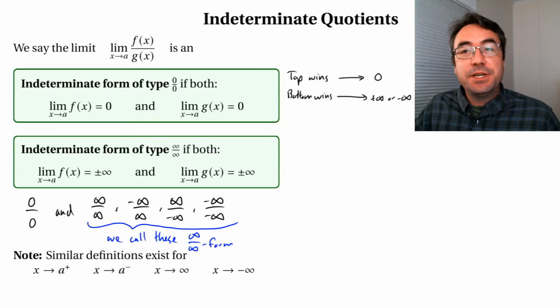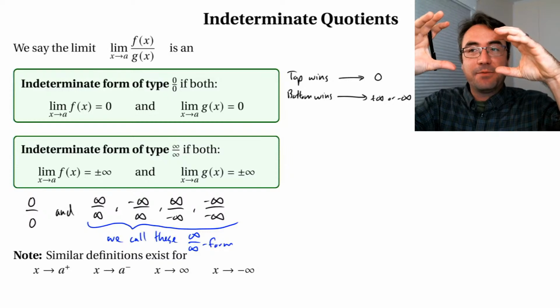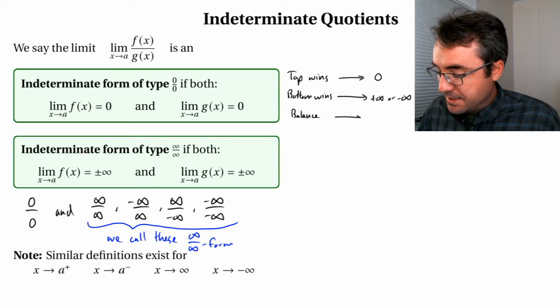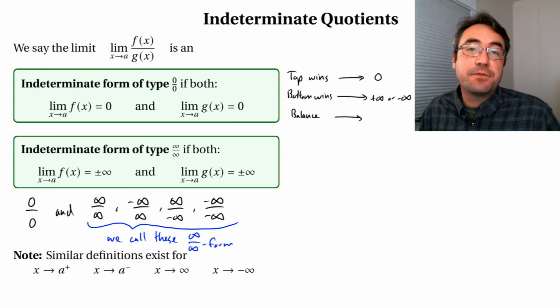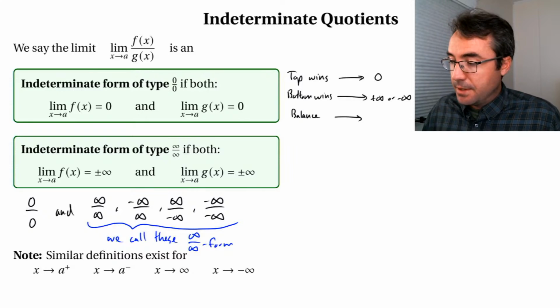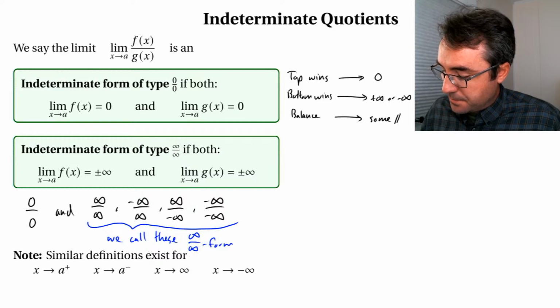Or another option is the two functions sort of balance out. So the top function and the bottom function sort of balance out, and that's one more possibility. So it really depends on what those specific functions are. We can't say what's happening in general. And so we don't know. There's a mystery here.